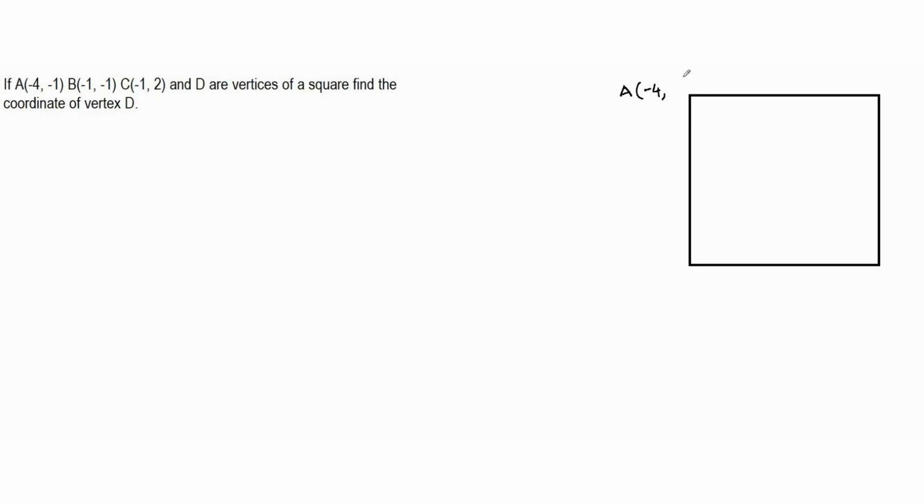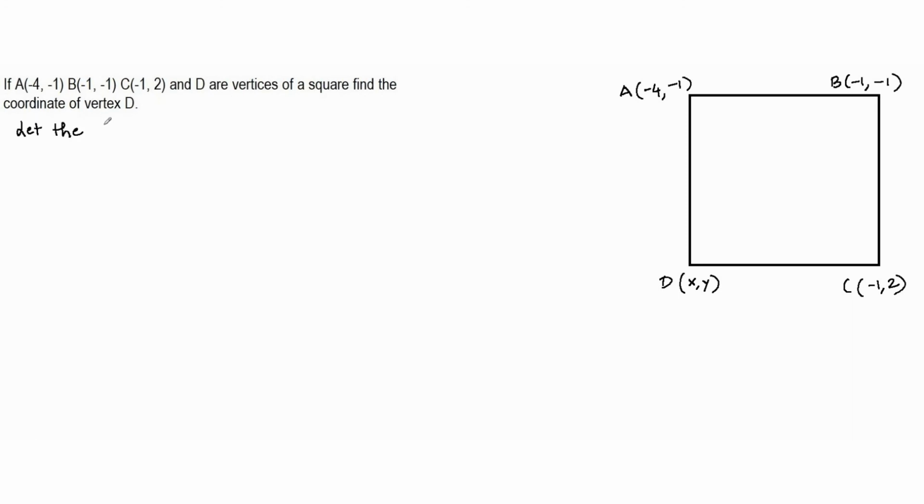Let us take a look at the following question. If A of -4 comma -1, B of -1 comma -1, C of -1 comma 2 and D are the vertices of a square. So we have a square whose vertices are known. The coordinates of A are -4 comma -1, B is -1 comma -1, C is -1 comma 2 and this vertex is not known.